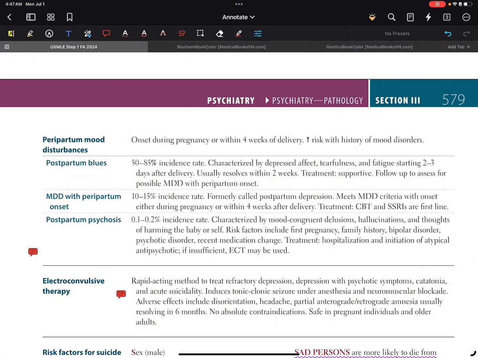MDD with peripartum onset, 10 to 15% incidence rate, was formerly called postpartum depression. It meets MDD criteria with onset either during pregnancy or within 4 weeks after delivery. Treatment: CBT and SSRIs, first line.